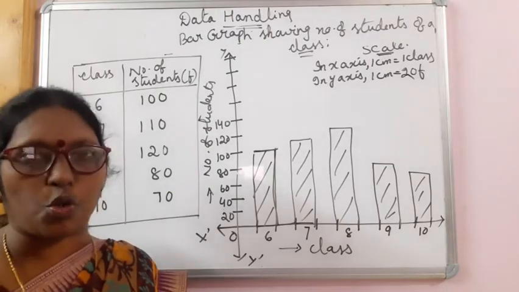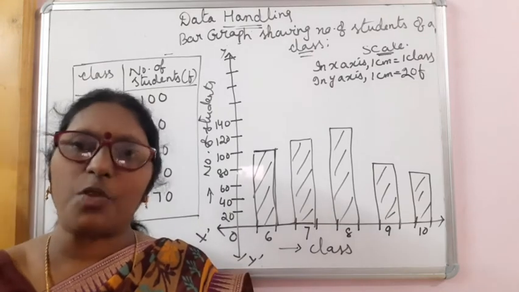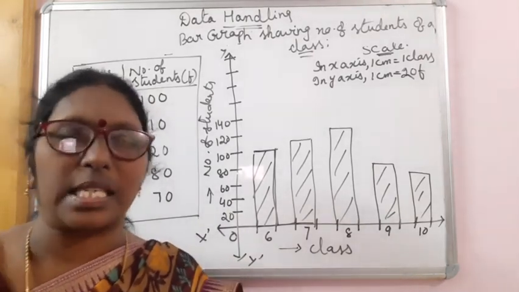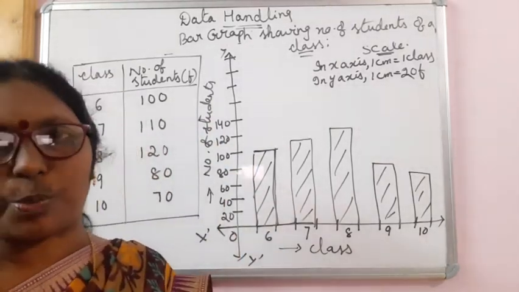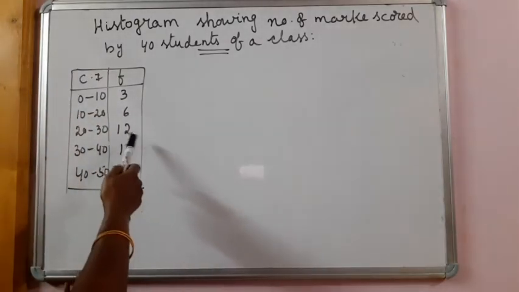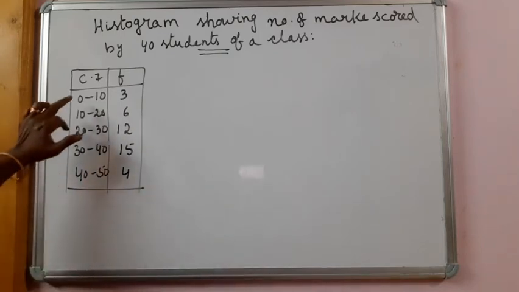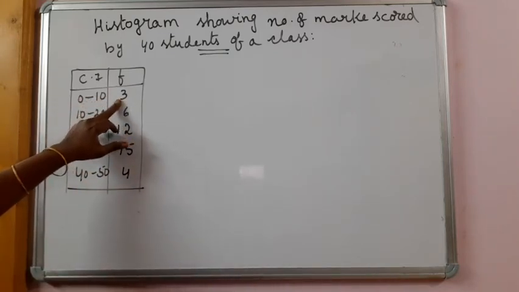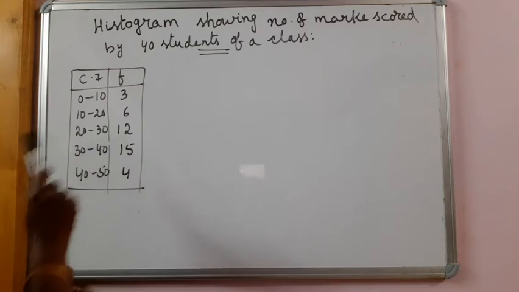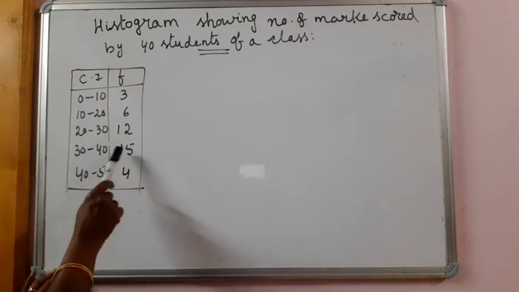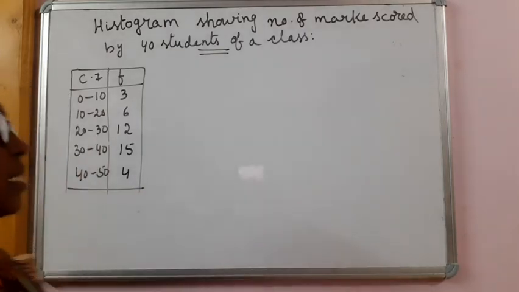And for constructing a histogram, we have to have the class intervals, that too continuous class intervals or overlapping class intervals. So for that, let me give you another table and I will explain how to construct it. So now I have given you a table for the continuous class intervals. 0 to 10 marks are secured by 3 students, 10 to 20 marks are secured by 6 students, 20 to 30 marks are secured by 12 students, 30 to 40 marks are secured by 15 students, 40 to 50 marks are secured by 4 students of a class.